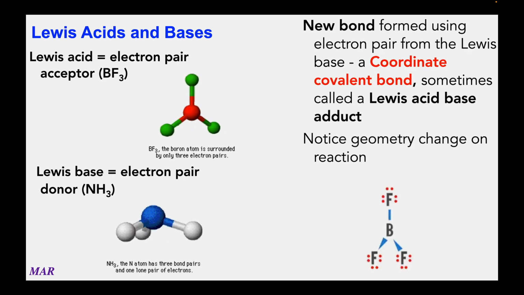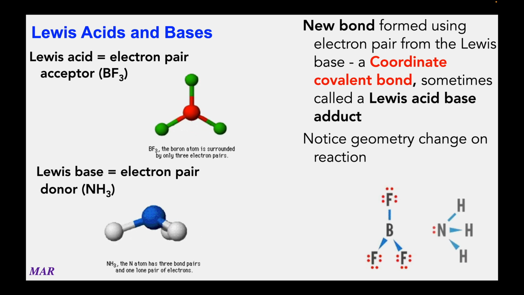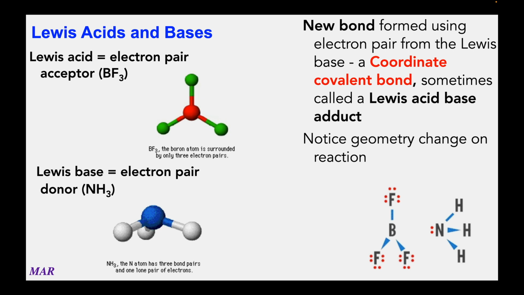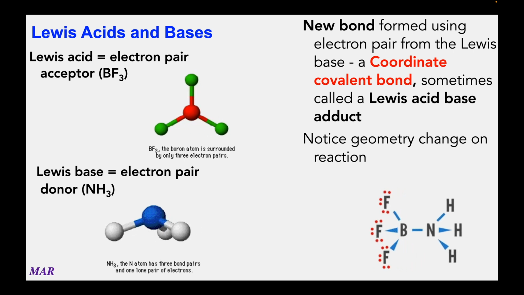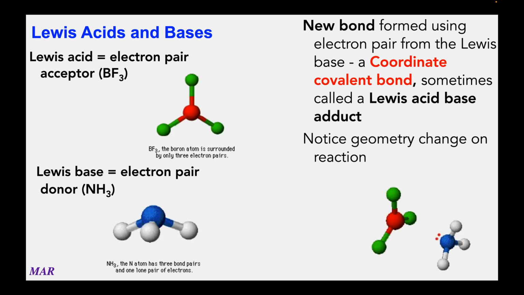Boron trifluoride is a Lewis acid because it has a deficiency of electrons. Ammonia acts as a Lewis base by donating its lone pair of electrons into BF3's vacant valence orbital. The product of this Lewis acid-base reaction is a single molecule with a new bond, called a coordinate covalent bond, because both the electrons for the bond come from only one species.